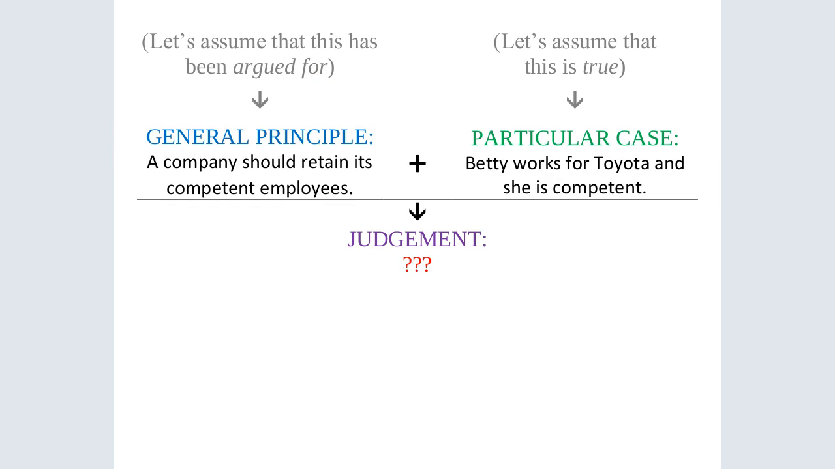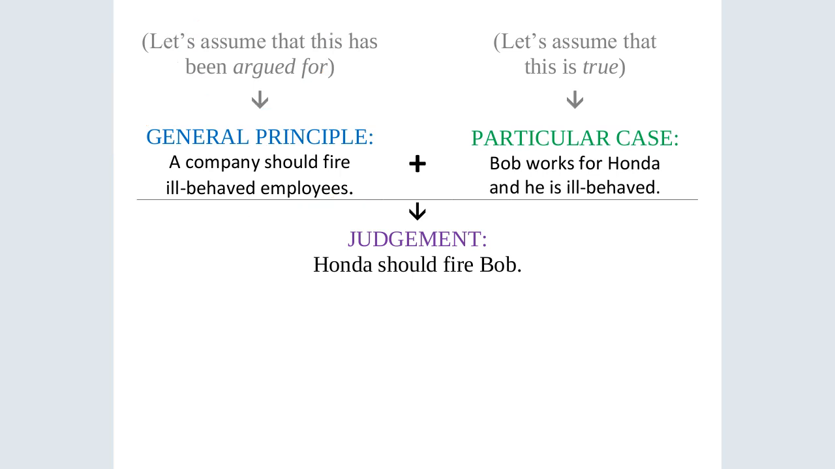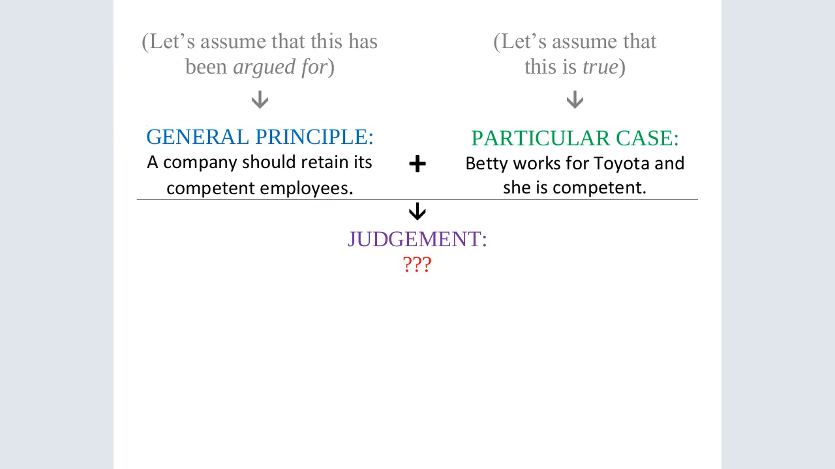General principle: a company should retain its competent employees. Again, let's just take this one for granted. A company should retain its competent employees. And notice I'm picking principles that are perfectly acceptable, at least I find, right? A company should fire ill-behaved employees is a perfectly acceptable principle. And a company should retain competent employees is too. Fair enough. Now, again, that's a bit vague. Doesn't tell us much. Let's look at a particular case.